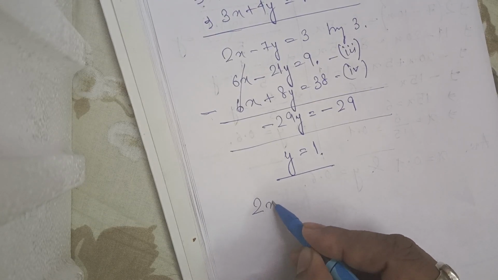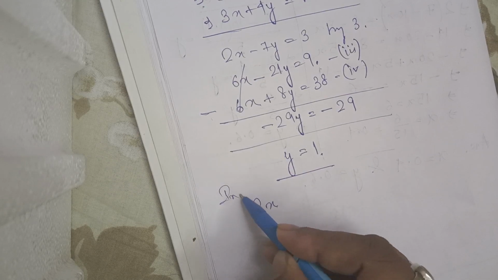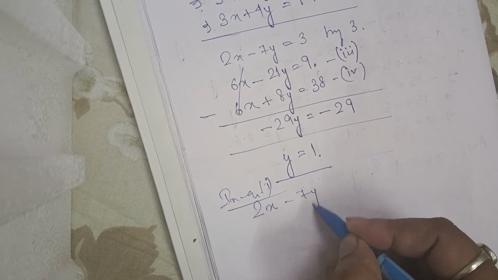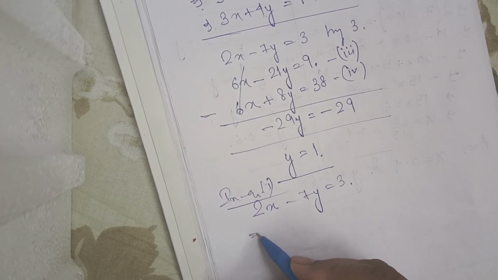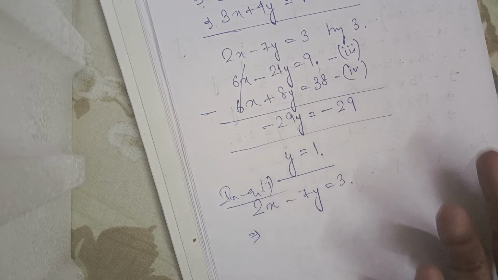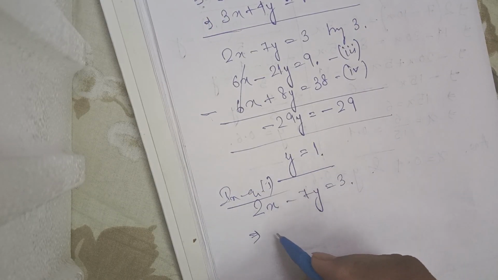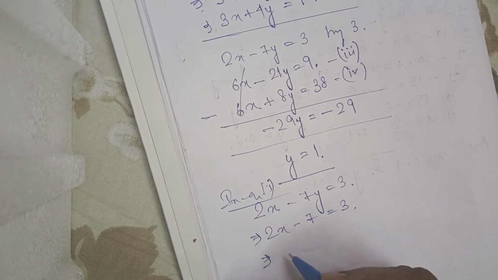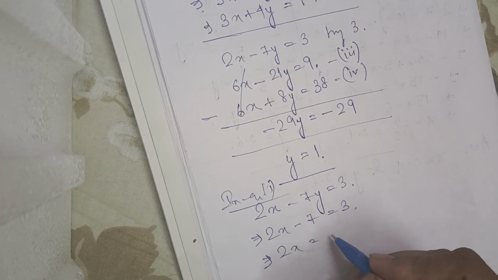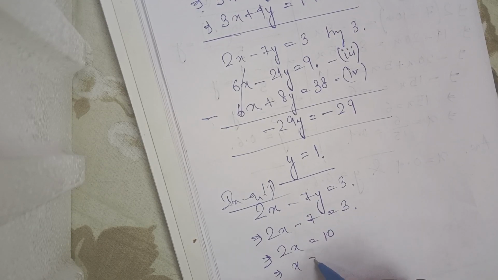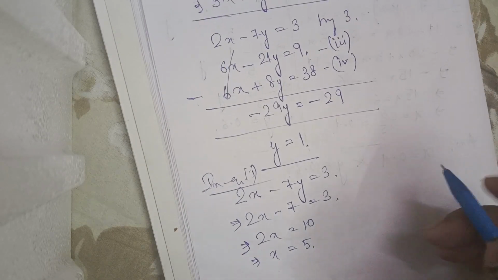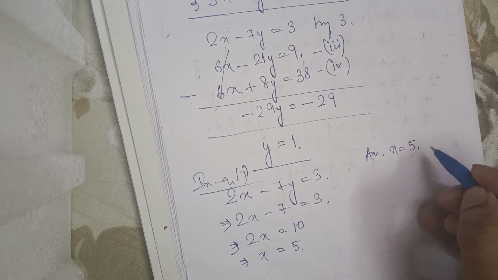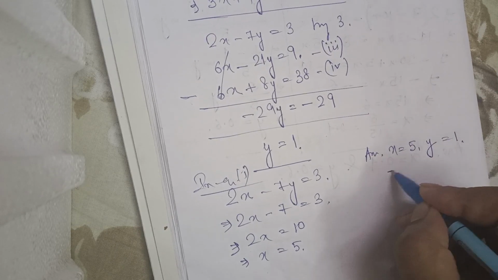So we'll take equation number 1. In equation 1, 2x minus 7y equals 3. We'll simply substitute y by 1, as y equals 1. We have already solved it. 2x minus 7 equals 3, and 2x equals 3 plus 7, which is 10. So the value of x is 5. So the answer is x equals 5 and y equals 1.